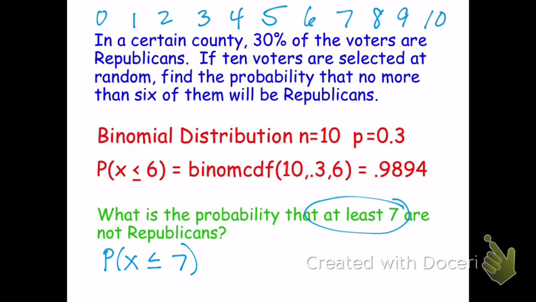You can do it 2 different ways. You can do it where at least 7 are not Republicans, or you could say more than 2 of them are Republican, like less than or equal to, when you switch it. You can switch the probability. So I'm going to show you by switching the probability, and then the other way will work as well. So if it says at least 7 is less than or equal to 7, you would do binom CDF 10, 0.7, and 6.